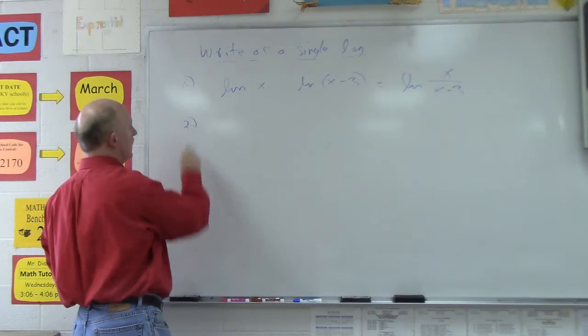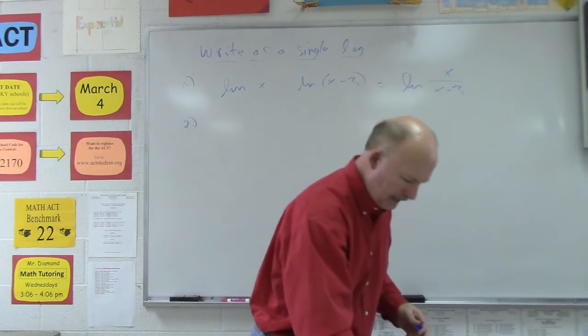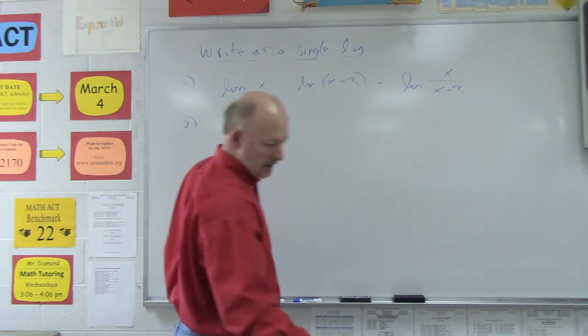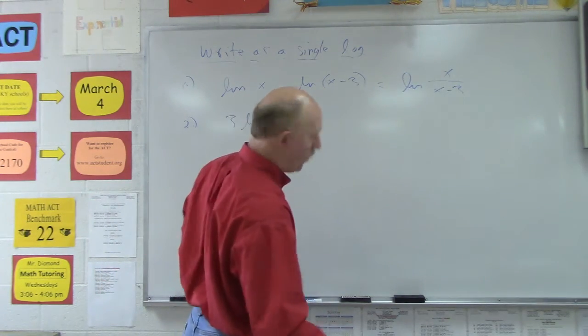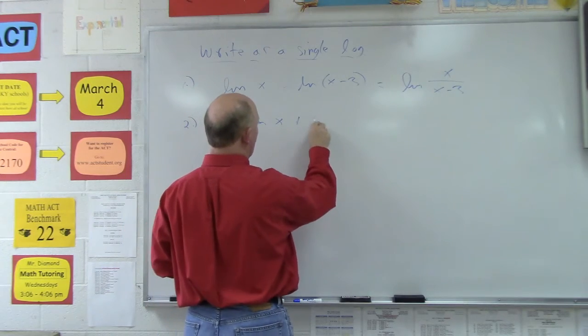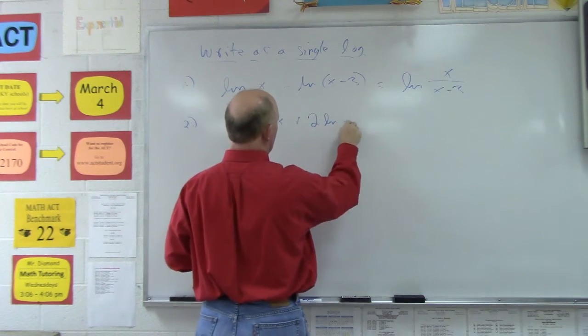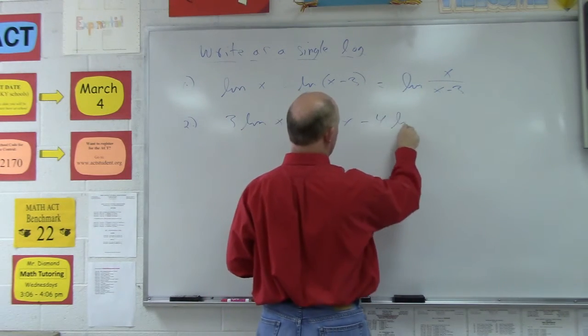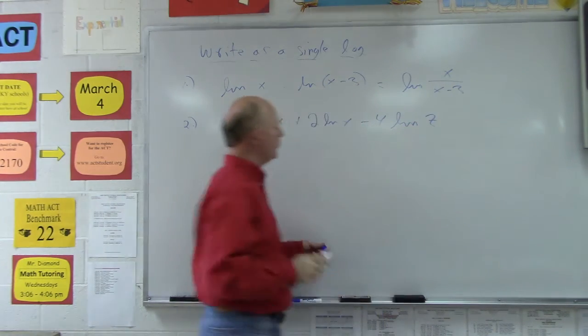Okay, let's take a look at number 2. So we'll do another one. Let's do 3 natural log x plus 2 natural log y minus 4 natural log z. So we'll try this example right here.